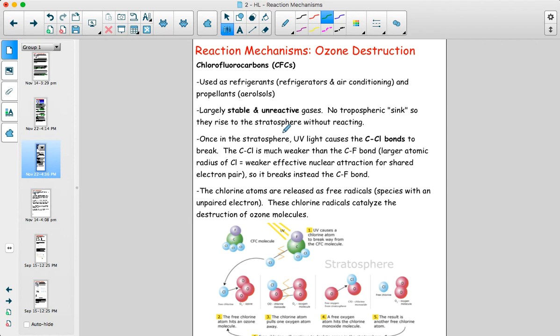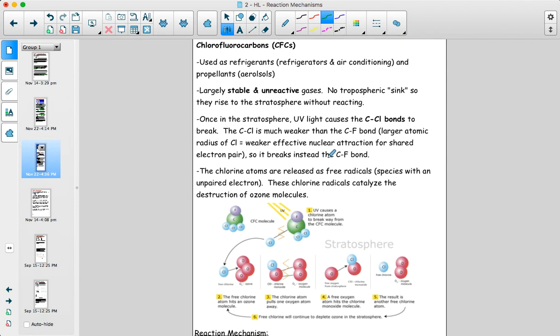For a long time, they were used as refrigerants, and they were used as aerosols, in spray cans and things like that. The reason being they are fairly stable and unreactive gases, which makes them useful in those types of devices because they're not dangerous. Really, at ground level, they're not going to cause problems. However, because they're pretty unreactive, if they do leak out of those things, then they end up sticking around in the atmosphere for a long time and rising into the stratosphere. And once they're there, the carbon to chlorine bonds, which are weaker than the carbon to fluorine bonds in those molecules, end up getting broken first by ultraviolet light.